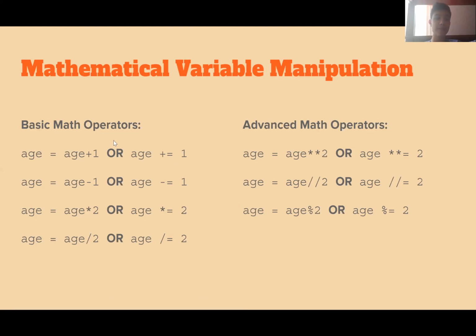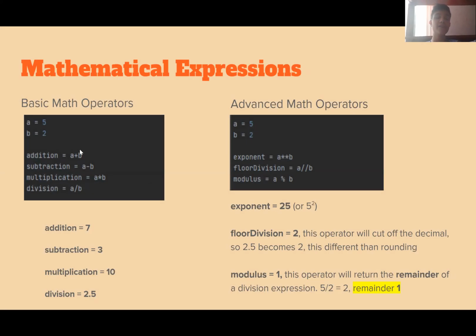Here are some basic math operators. We have addition, subtraction, multiplication, and division. For advanced math operators, we have exponents, floor division, and modulus. And here is an example in Python. So we have a, which equals 5, and b equals 2.